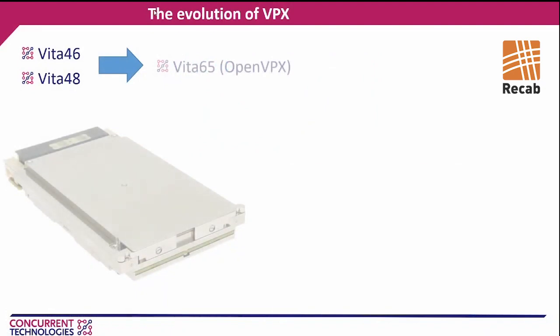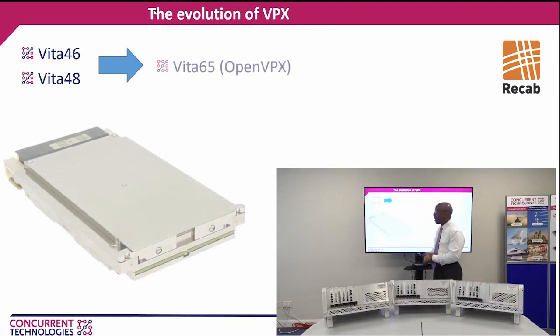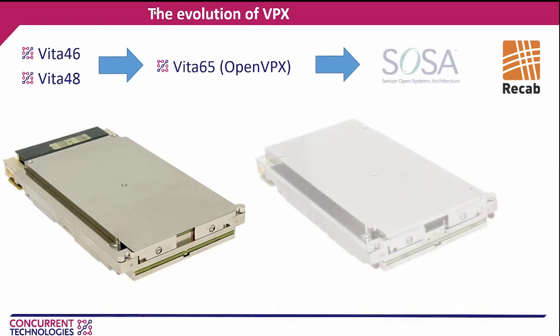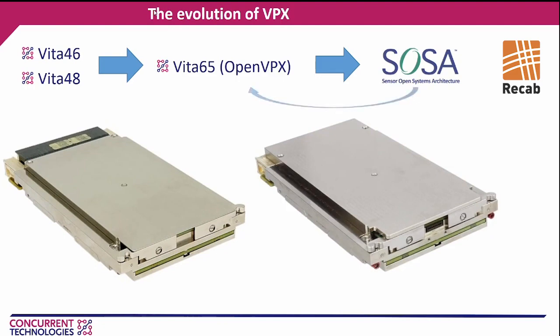The problem with these, especially Vita 46 on its own, is that it was too wide open, so something was required to help system designers. And this is where Vita 65 or OpenVPX was created, where with OpenVPX you have backplane profiles defined, so it makes it easier to use the technology because there's a number of backplanes that exist, and also helps with interoperability a little bit.